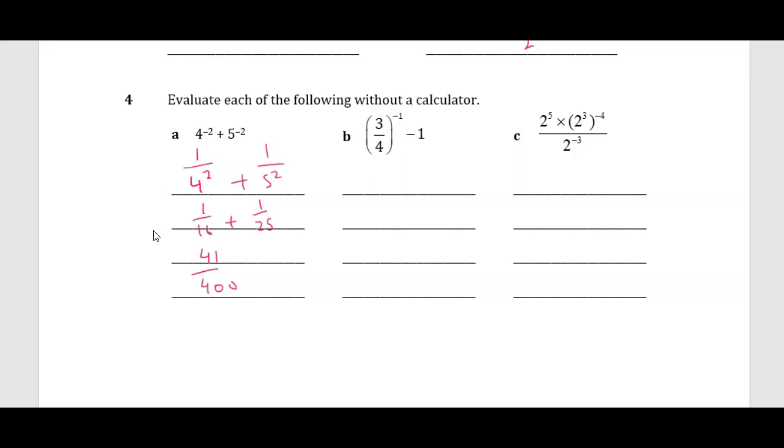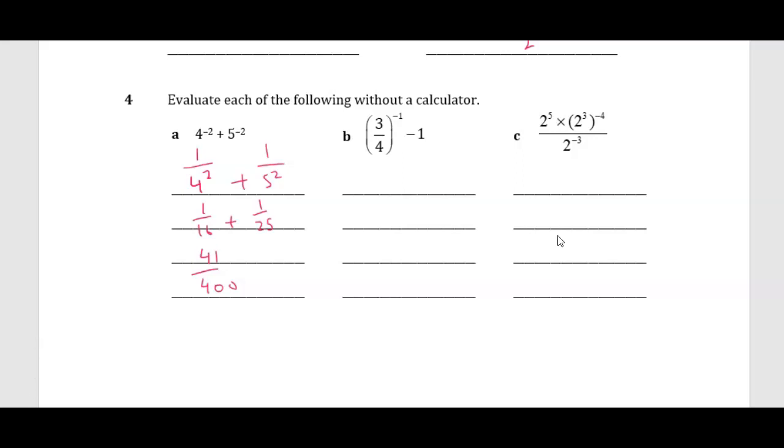Now, a question like that, it does say without a calculator, but I'm just thinking as I go, obviously, it will take you a while to do 16 times 25, but you'll get there.